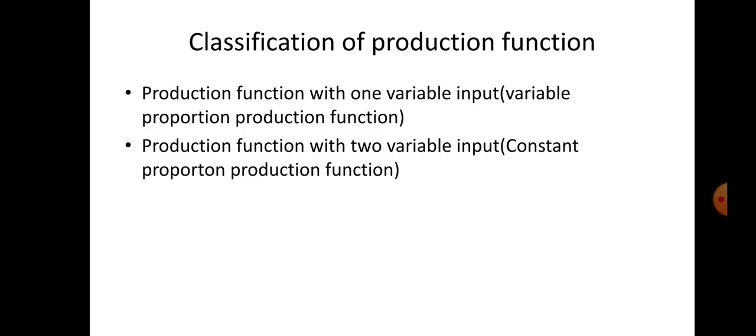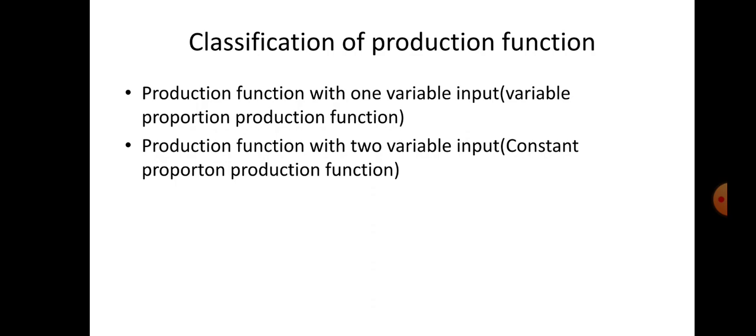Now let us understand the classification of production function. Production function with one variable and production function with two variables, that is, by keeping constant all other remaining variables, by considering only one variable, maybe for example labor, we will be discussing the production function, and by two variables, labor and capital.